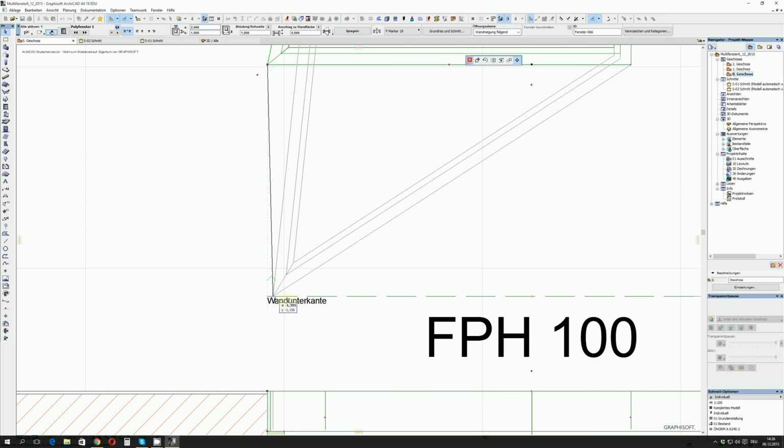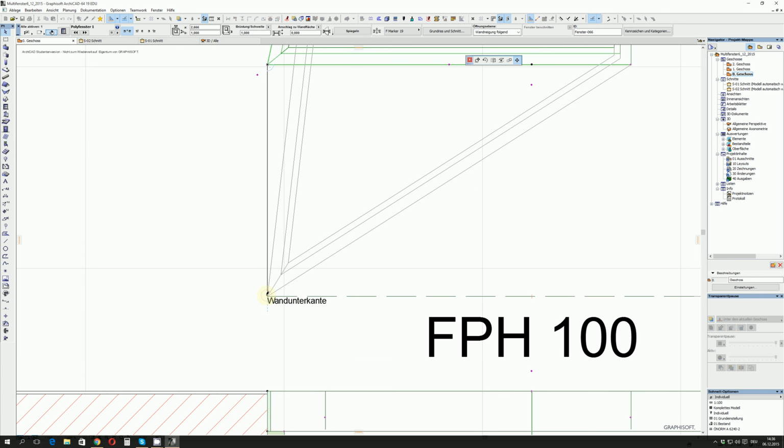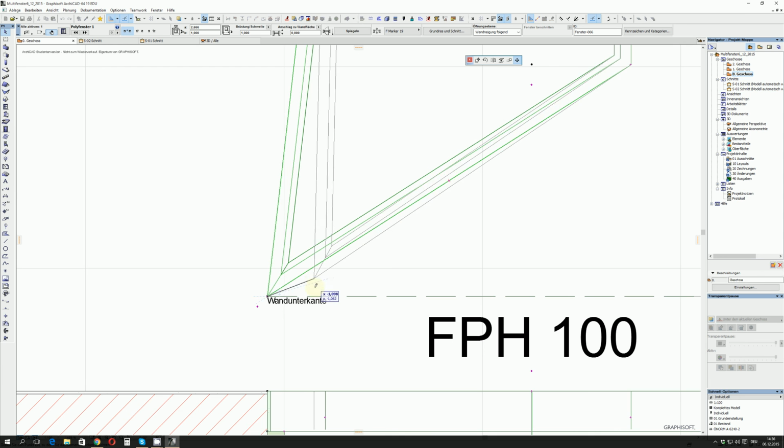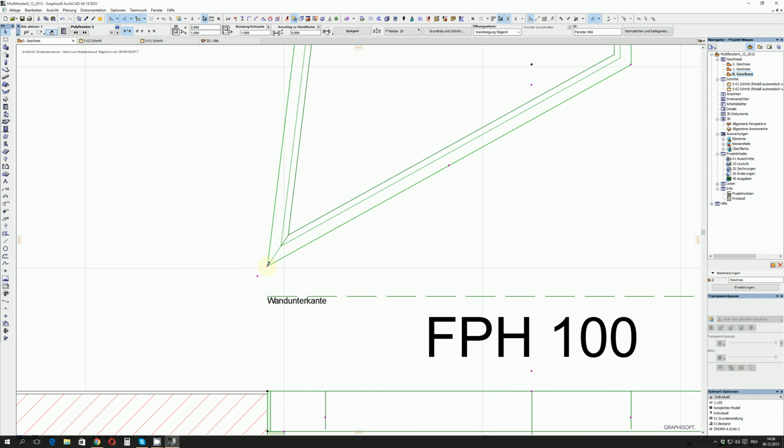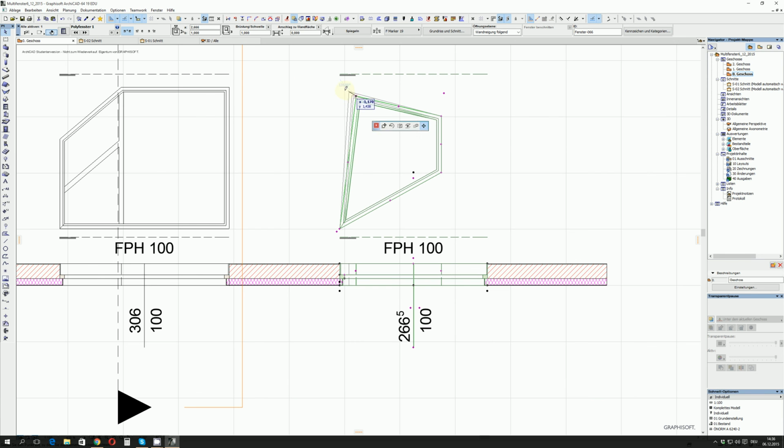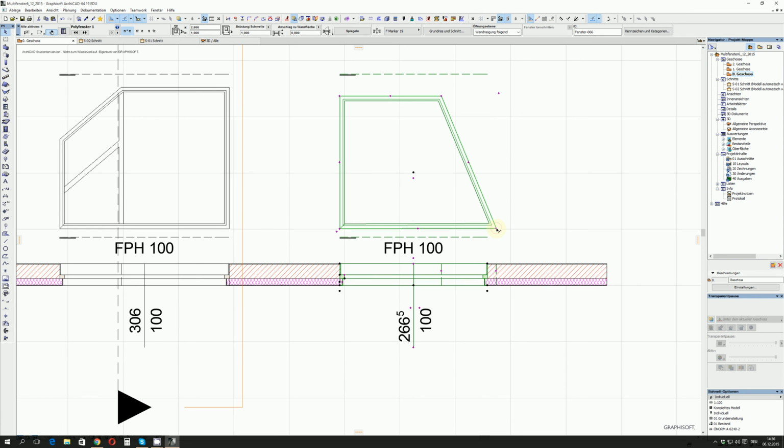Here, Wandunterkante means the bottom of the wall. And here I go to the... It's not possible to read out the height of the floor level. So you have to put this in manually. For me, it's not possible to do it. It's possible for normal Archicad programmers, but I'm not. I'm just a hobby programmer. So, okay. You see, it's possible to get these things also out of it.